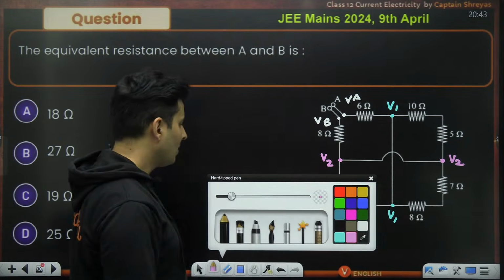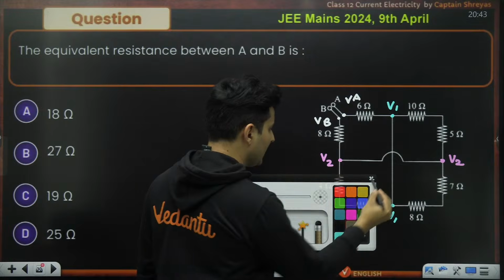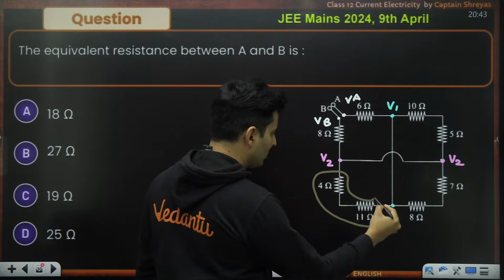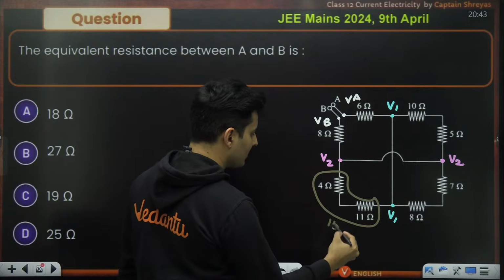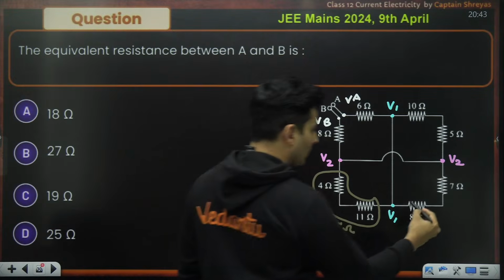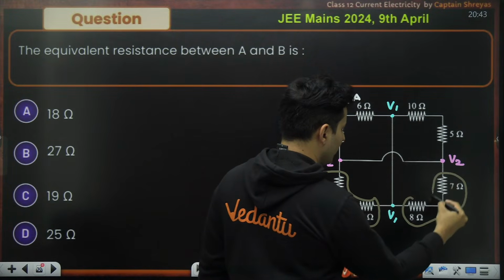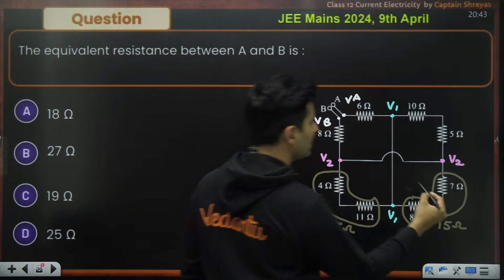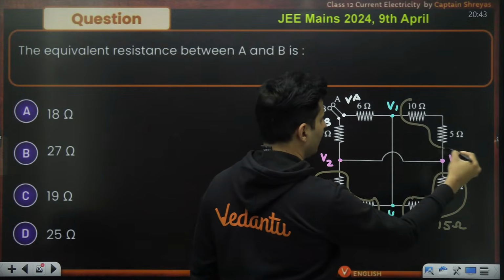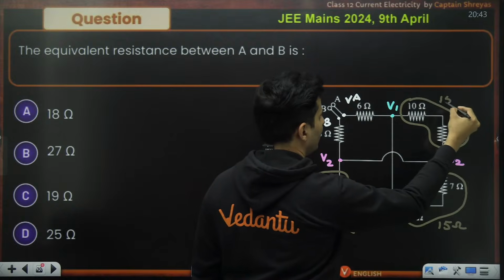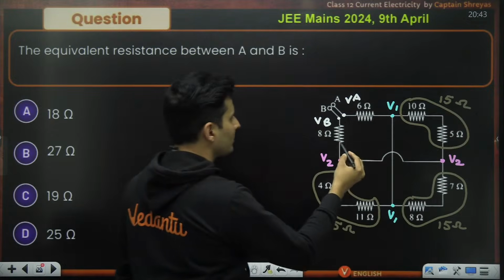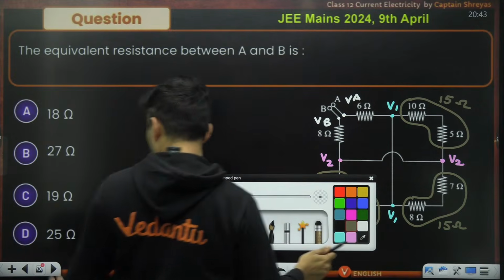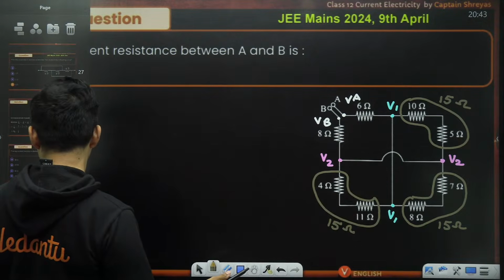Next important thing that I can see, these two are connected one after the other, so actually they are in series. So 4 plus 11 is 15 ohms. These two are also in series, so 8 plus 7 is also 15 ohms. Perfect. This 10 and 5 are connected one after the other, that is also 15 ohms. Nothing else over here.